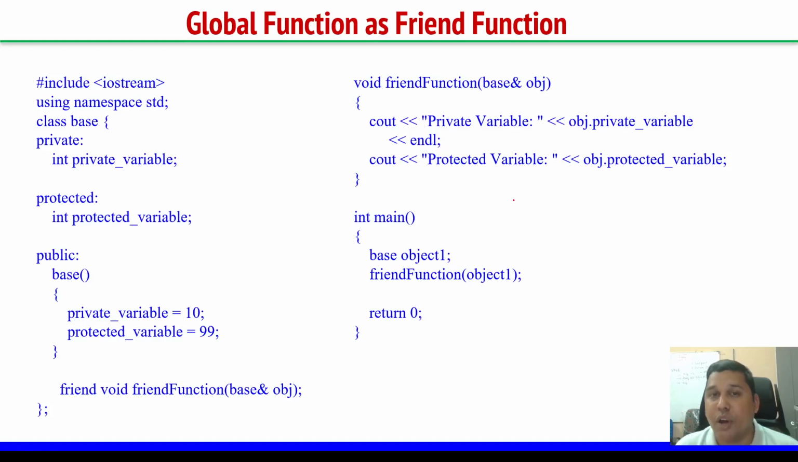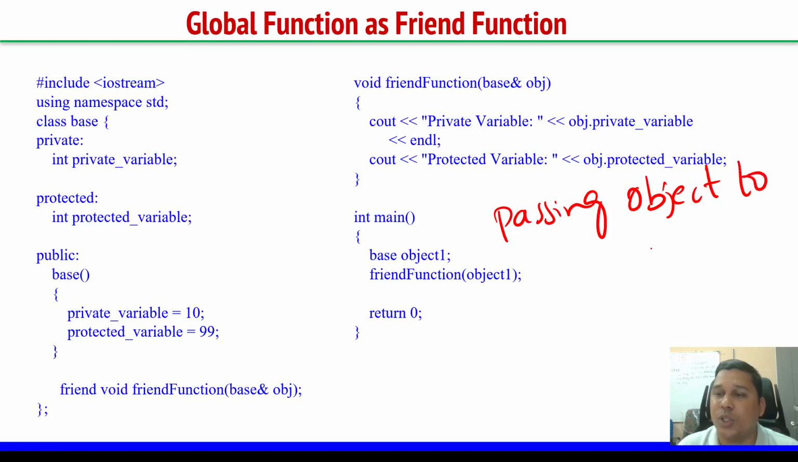Now see, till now you have studied about passing array as a variable, passing address of a variable, passing values directly, call by value, call by reference. You might have heard about that. Here we are passing an object to a function. For a function I am giving an object as the input.